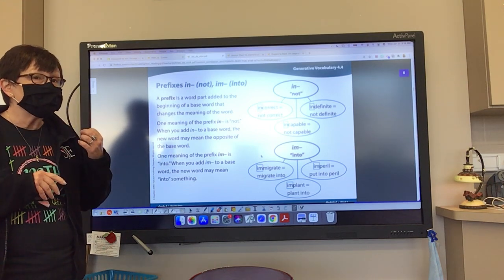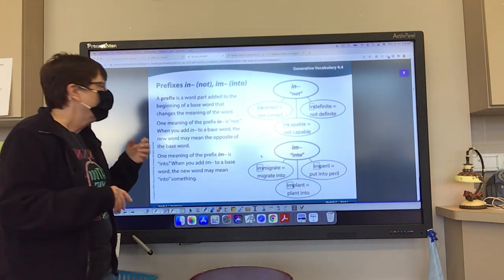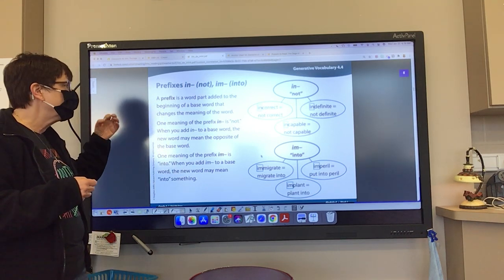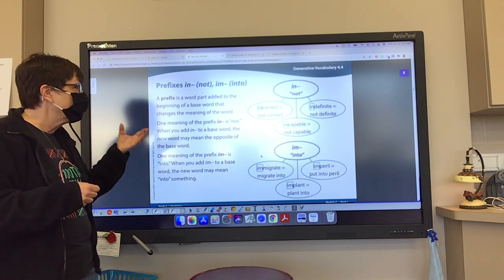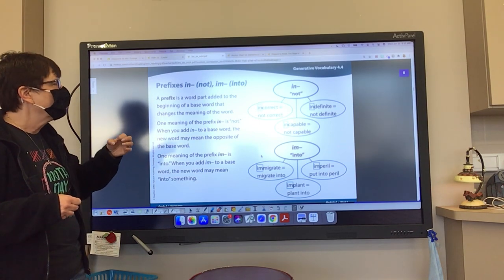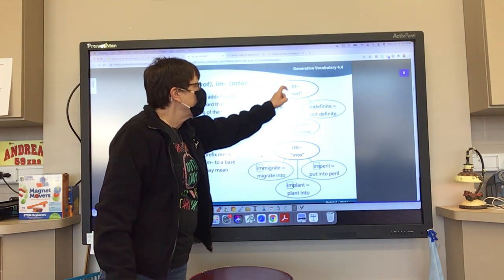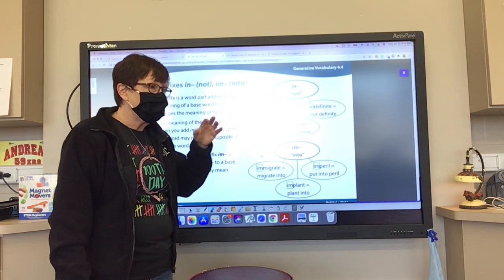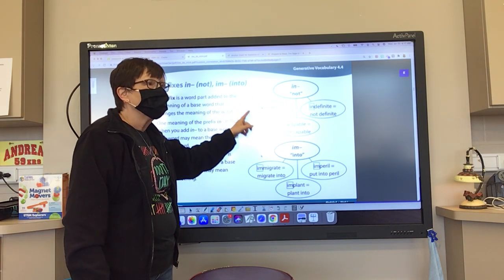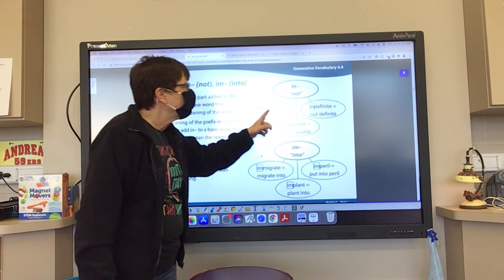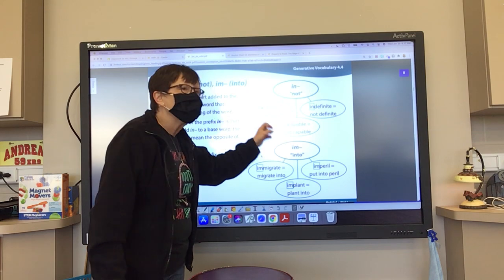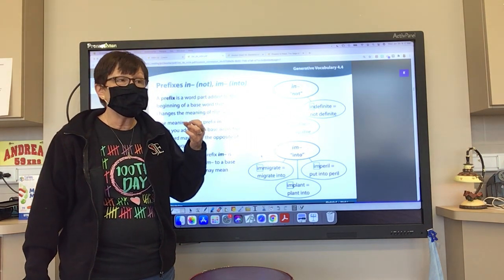One meaning of the prefix in is not. When you add in to the beginning of a base word, it changes the meaning and it means the opposite of that base word. So it means not. For example, incorrect means not correct. Indefinite means not definite. Incapable means not capable. Somebody is not capable.